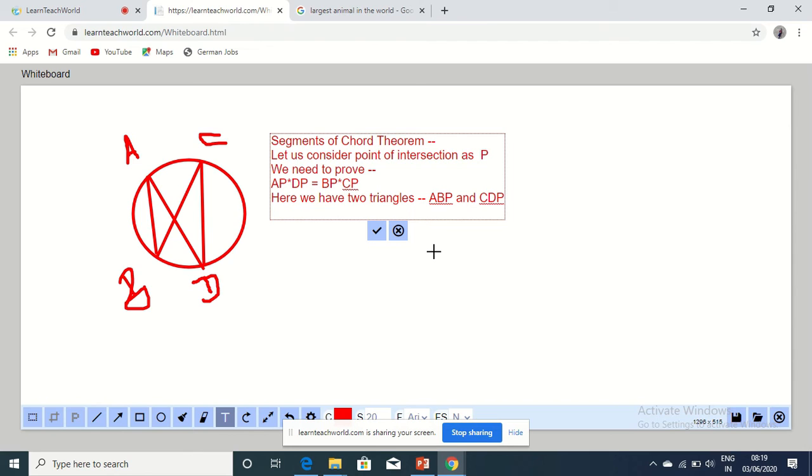What we can do is we will apply a few of the concepts here. So if you will see angle BAD, BAD is this angle.